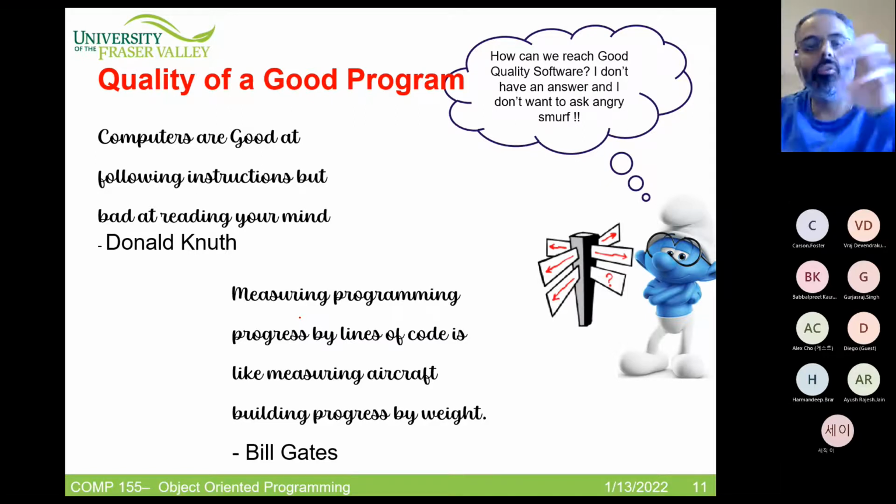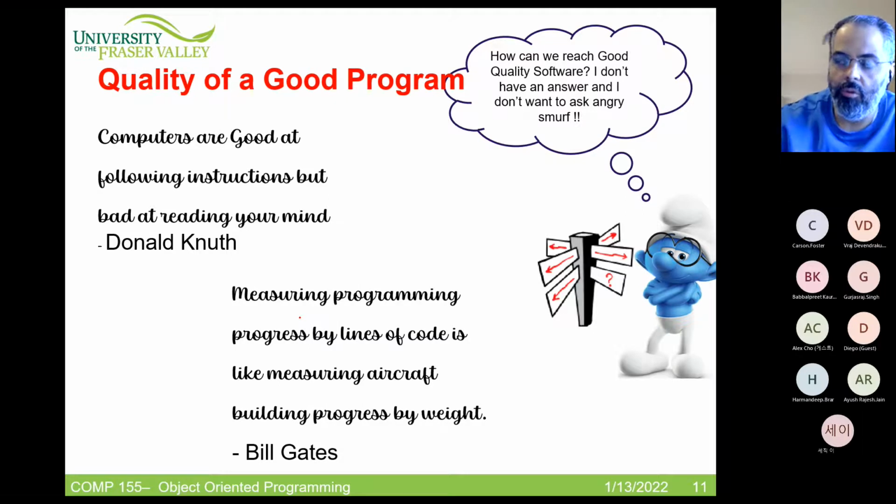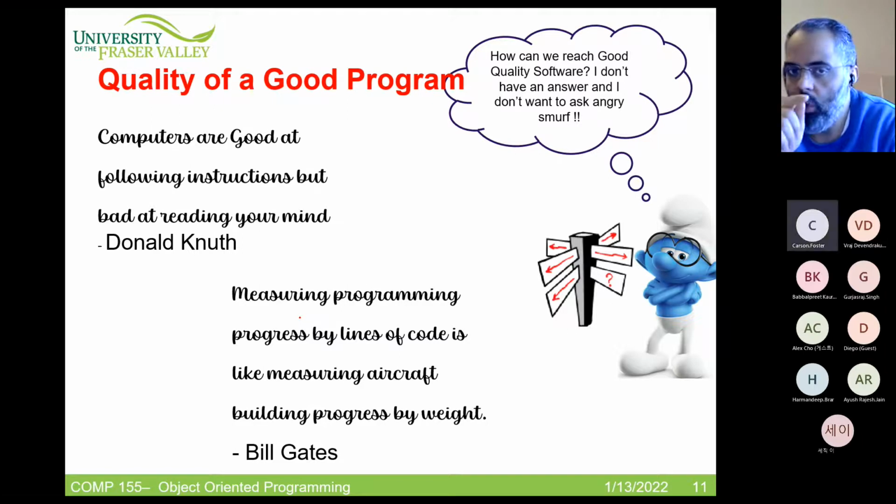So I take two quotes by two well-known people, Donald Knuth and Bill Gates. The first said, computers are good at following instructions, but bad at reading your mind. If you can read it now, before we go to the second one, can anyone give me an interpretation of what he means by this? We are talking about coding here. So what does this man want to say?